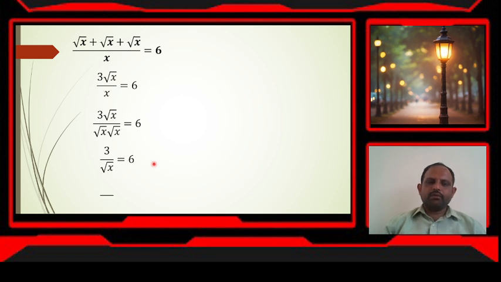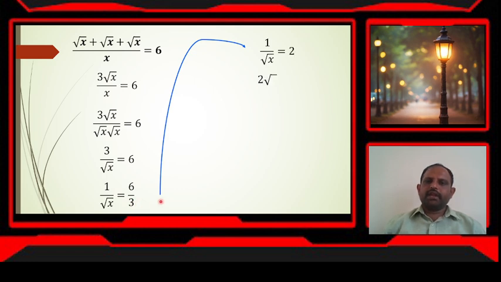Or we can write 1 divided by root x is equal to 6 divided by 3. We are taking this 3 to the right hand side. Then 1 divided by root x will be equal to 6 divided by 3, which is 2. Then by cross multiplication, 2 root x is equal to 1. Now we want x, so root x is equal to 1 divided by 2.